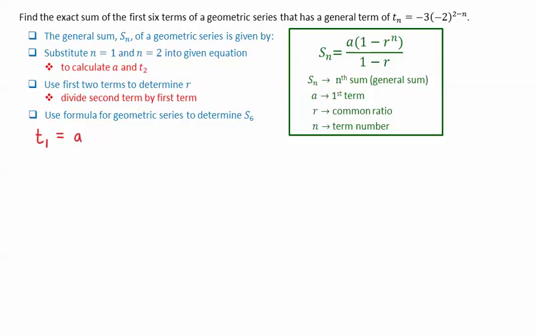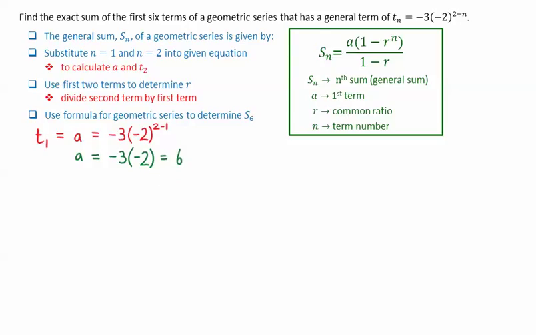T1, which is equal to a, we substitute 1 in place of n, giving us negative 3 times negative 2 to the 2 minus 1. This results in negative 3 times negative 2, which is equal to 6.